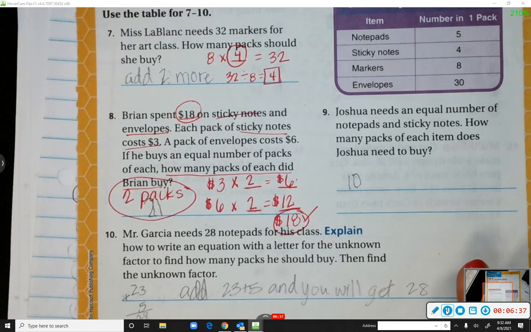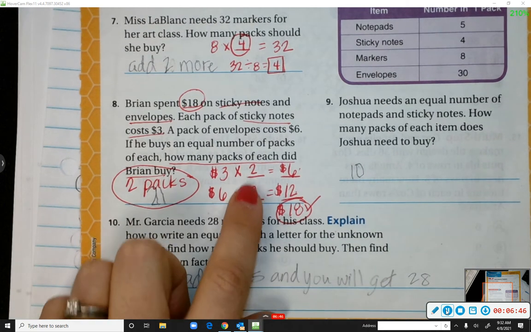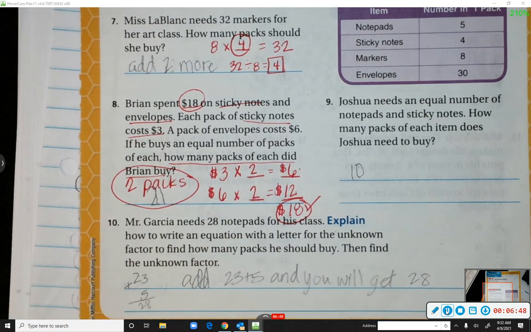Okay. That one was a little bit tricky. Number 9, Joshua needs an equal number of notepads and sticky notes. So kind of like this one, we had an equal number. How many packs of each item does Joshua need to buy?